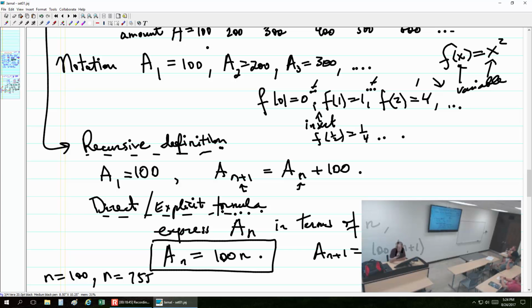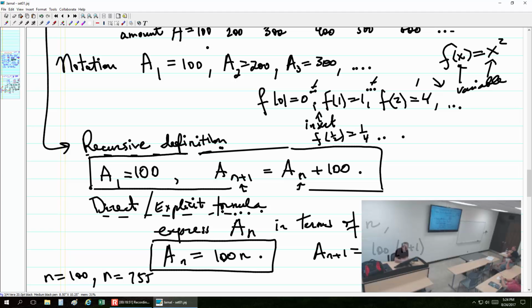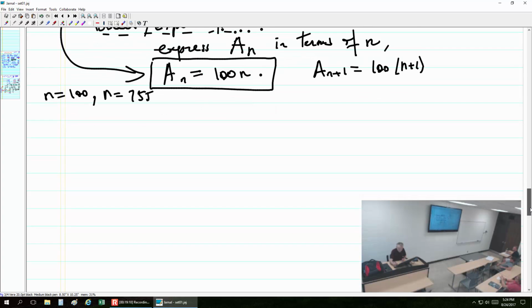Okay, so this is once again starting with a frequently recursive, indirect definition of your sequence, you produce a direct explicit formula. Something that you don't have to face when you deal with functions, but frequently sequences are defined in this manner. Okay, so let's do the second example.